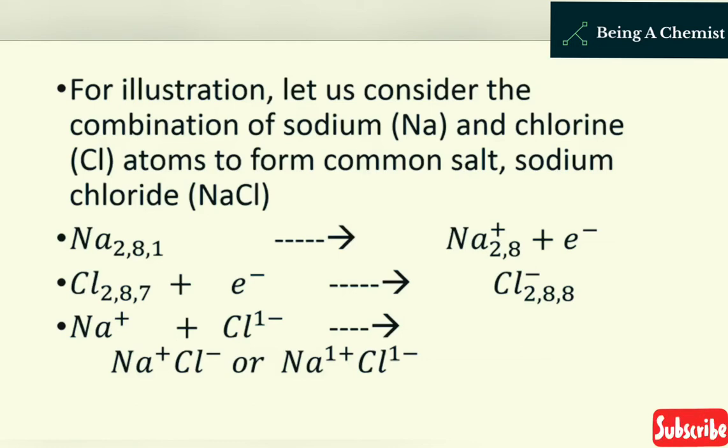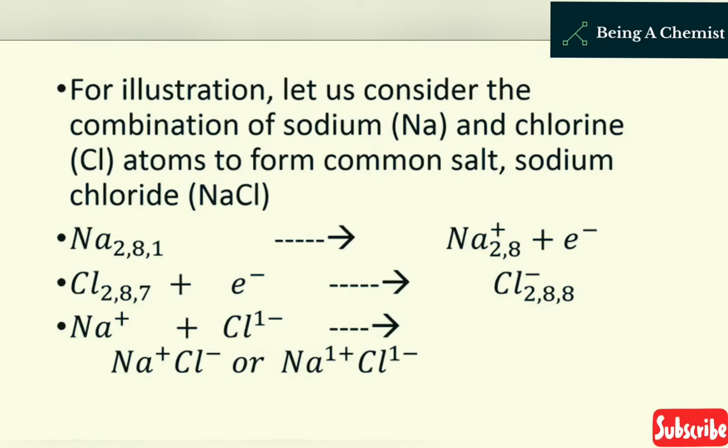As you can see, with Na, 2, 8 and 1 is written. What is this? The atomic number of sodium is 11. So these are the electrons which are found in sodium. As a result of transfer of one electron from sodium, what will happen? Sodium will get a positive charge.